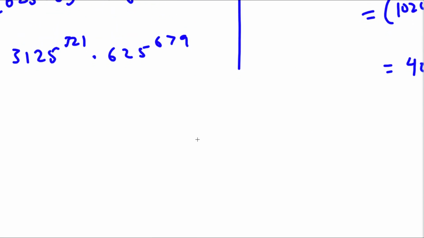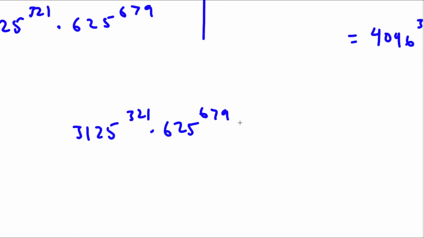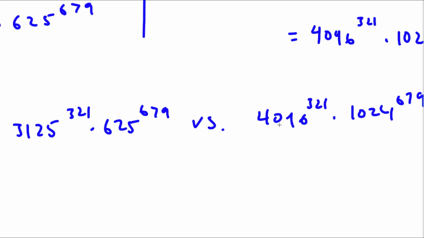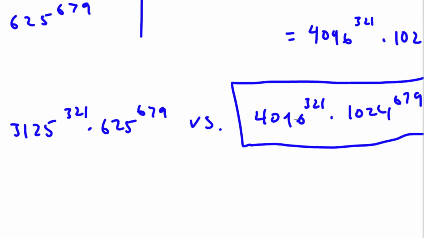And now, as you can see, on my left-hand side we have 3,125 to the power of 321 times 625 to the power of 679. And on my right-hand side I have 4,096 to the power of 321 times 1,024 to the power of 679. Now, if you compare them, you can see that our right-hand side is much larger. We have 4,096 to the power of 321 versus 3,125 to the power of 321, and we also have 1,024 to the power of 679 versus 625 to the power of 679. So my right-hand side is going to be greater.